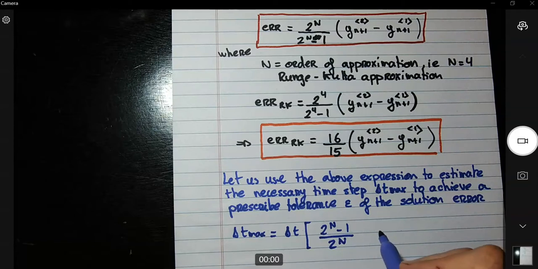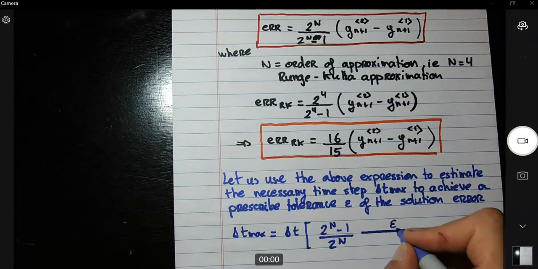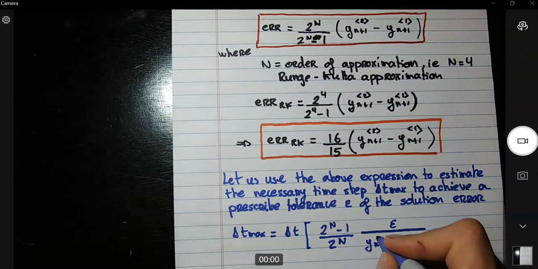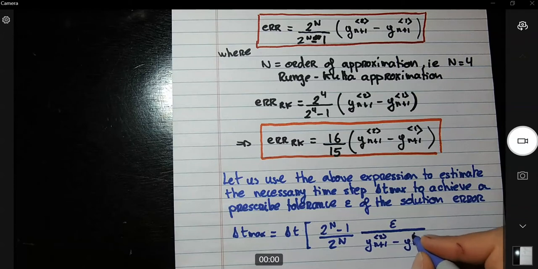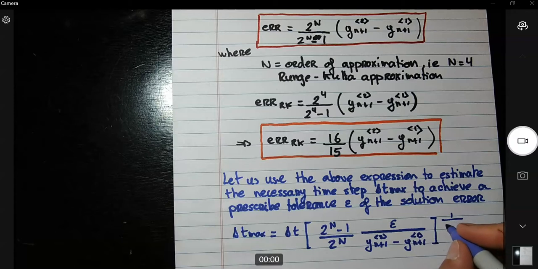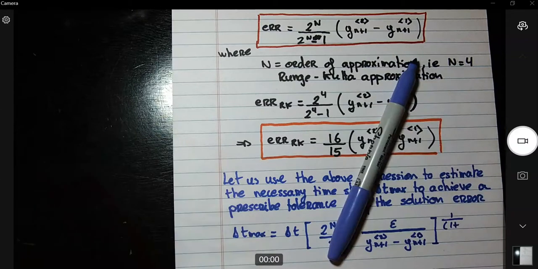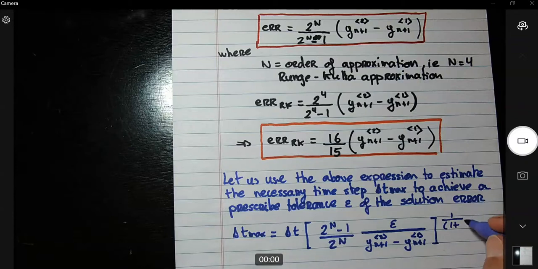So you're going to get over epsilon, y n plus 1 to the 2 minus y n plus 1 to the 1, and this is to the power of 1 over 1 plus, so this is, let me change it, it is n plus 1, but I put 1 plus n, okay?